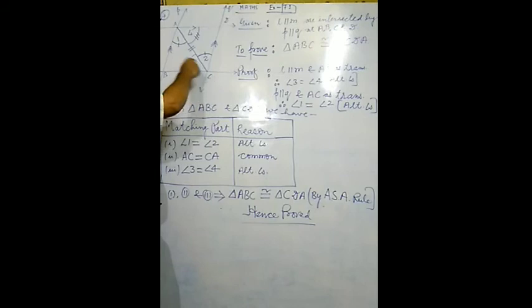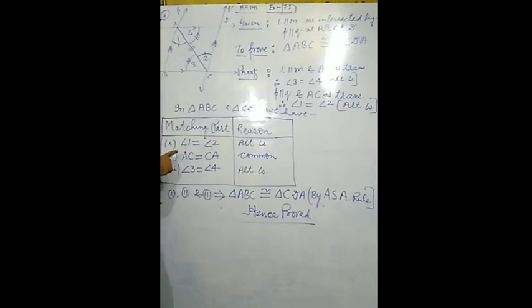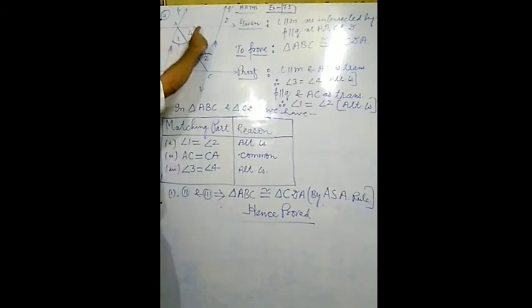AC of this triangle equals CA of this triangle, which means AC is common in triangle number 1 and triangle number 2. The second matching part is angle 1 equals angle 2. I have noted the matching part. And what reason is there? Alternate angles. Again, angle 4 equals angle 3.